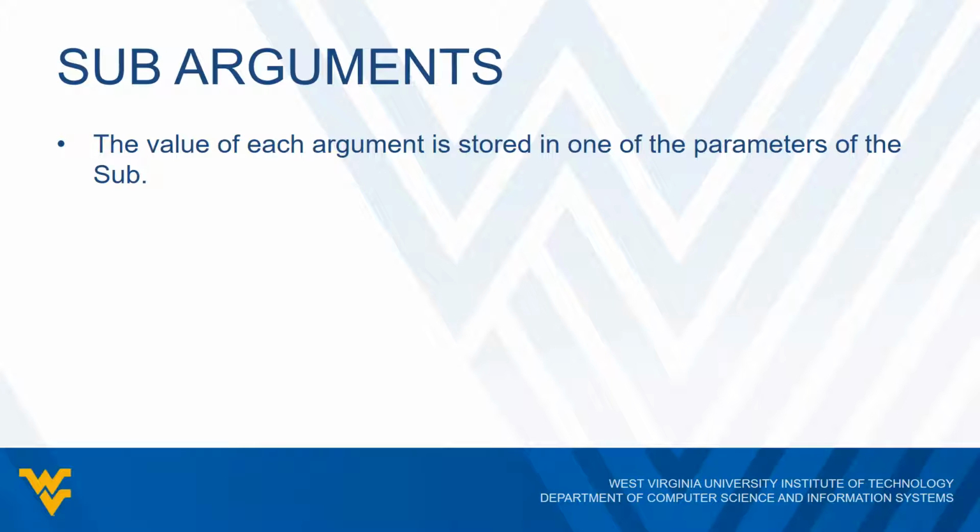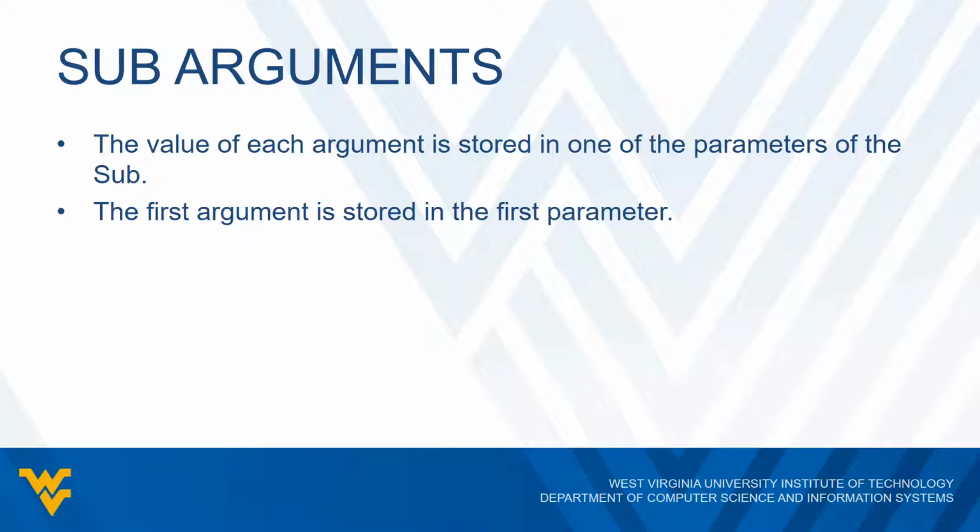As we mentioned before, our arguments can be variables, they can be values, they can be whatever we want, but the idea is we're going to actually take the value of the argument and store it in the sub. If it's a ByVal parameter, we would just directly copy the value into the parameter. If it's a ByRef parameter, then we're actually accessing the argument directly.